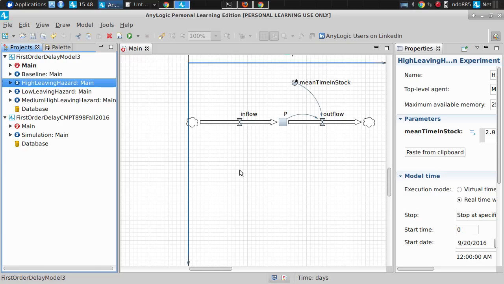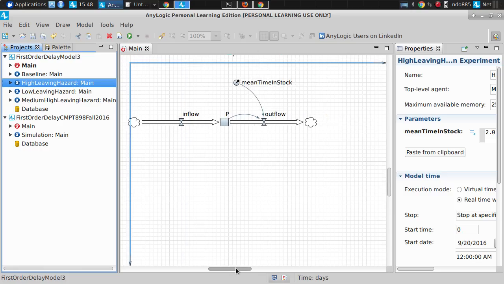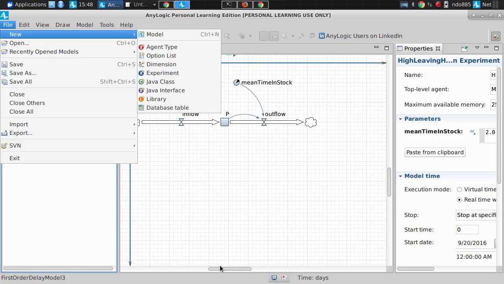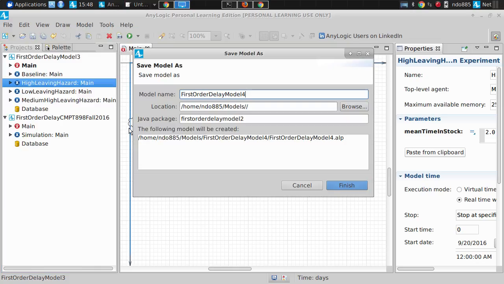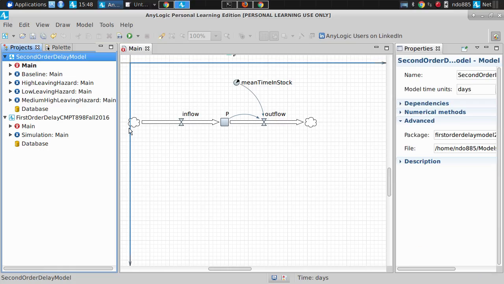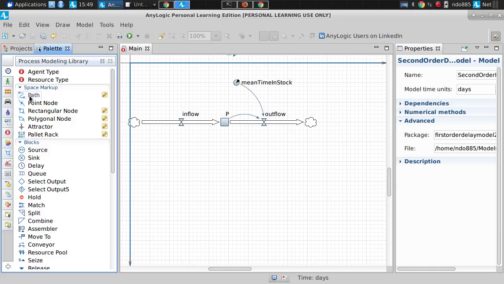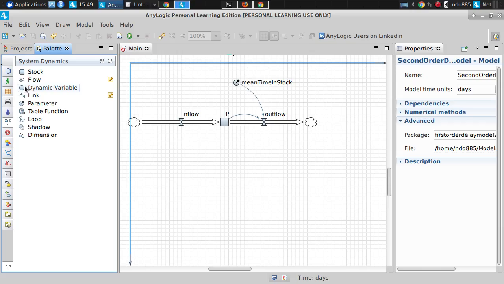Okay, and the final thing here, ladies and gentlemen, what if we do this? What if we save this model, and I'm going to upload these, as I am wont to do, to the Moodle site. I'm going to call this one second order delay. Okay? And we're not going to spend more than 2 or 3 minutes on this at max.